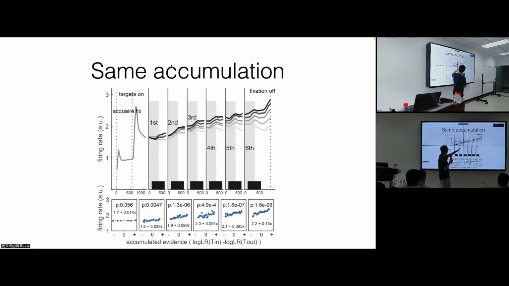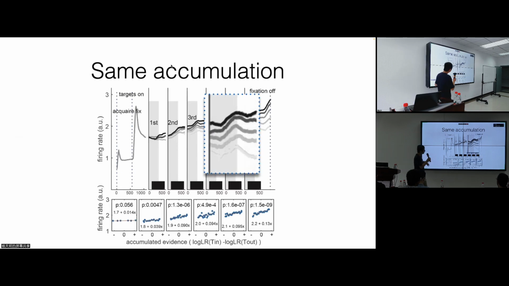You can see the firing rates correlate with the total log likelihood ratio perfectly. We basically replicate the previous finding. And in addition, I want to point to you this interesting transient response after the shape onset.